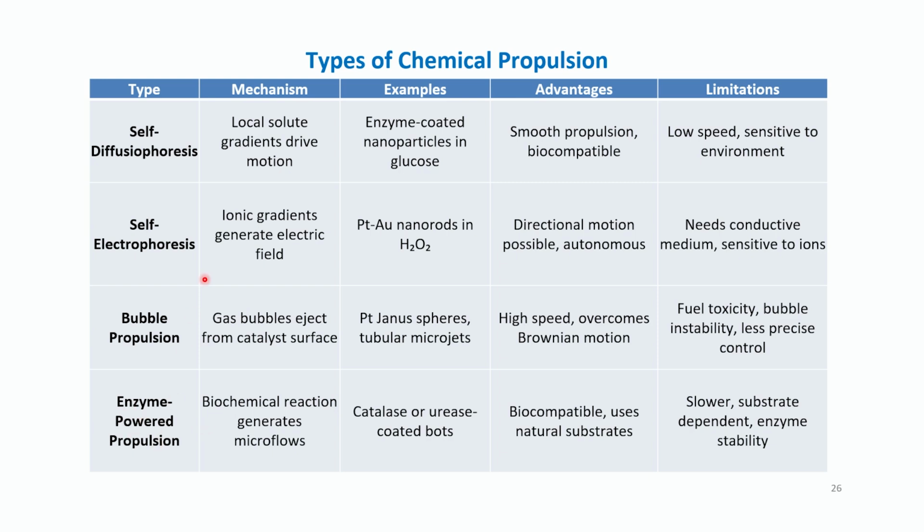Enzyme powered propulsion. The mechanism is a biochemical reaction that generates microflows. Examples are catalase or urease coated bots. Advantages: these are biocompatible and use natural substrates, so that is the advantage. Limitations: it is slower, it is substrate dependent, and you need enzyme stability.